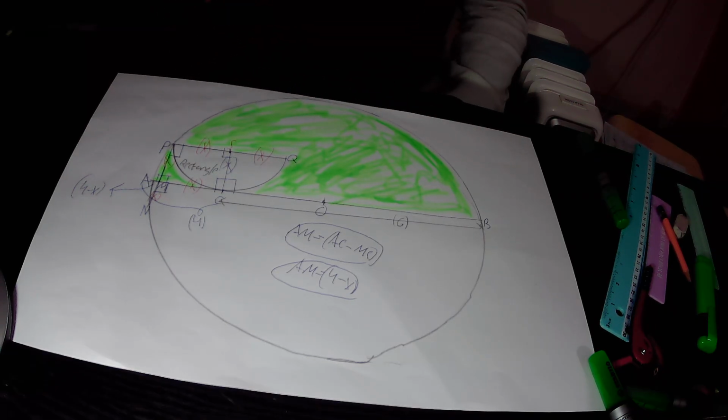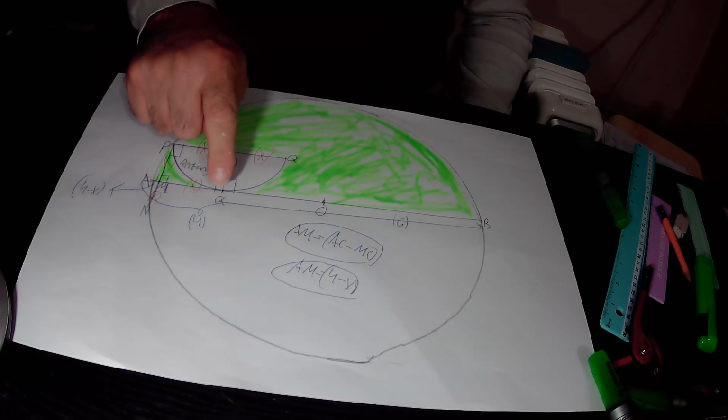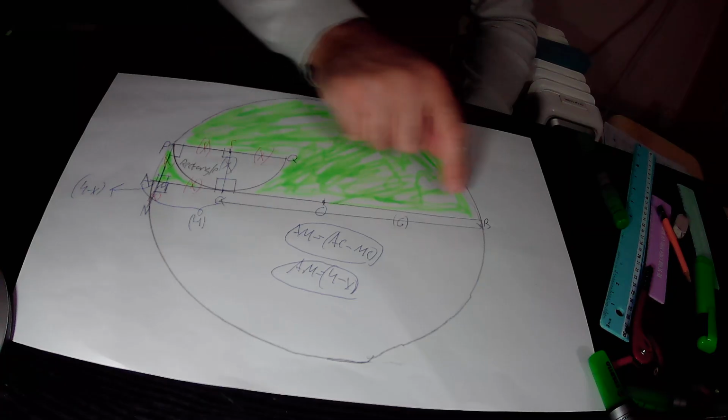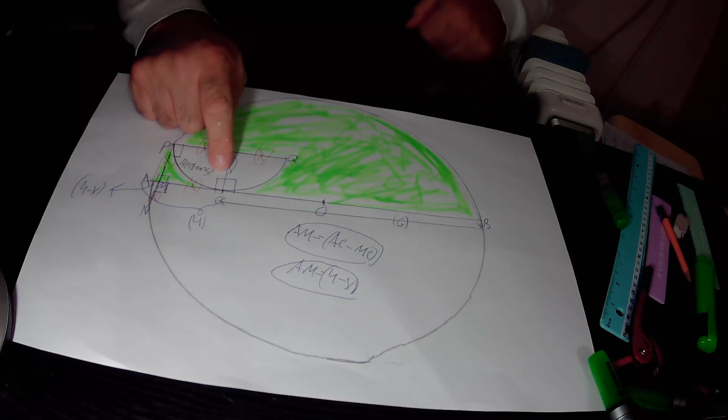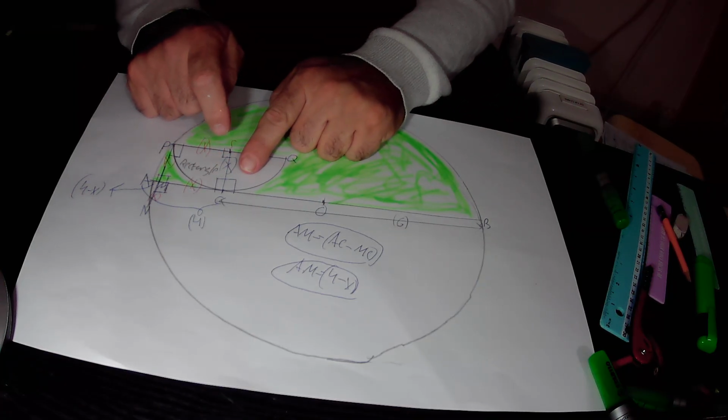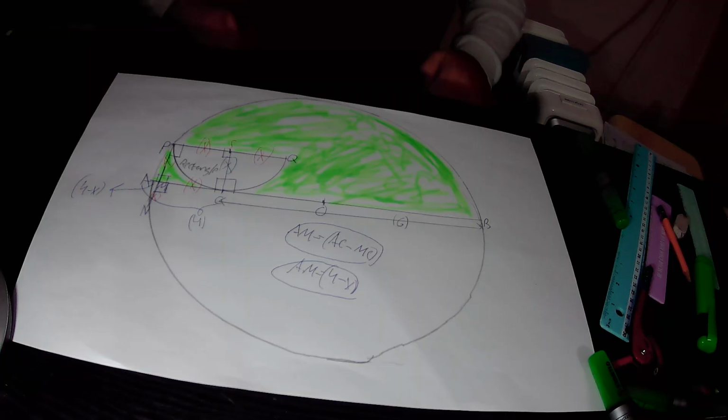And whenever your radius is drawn to the point of tangency, then tangent AB will be perpendicular to the radius CS. If AB is perpendicular to CS, it means that this angle equals 90 degrees, and this angle also equals 90 degrees according to rule 1.